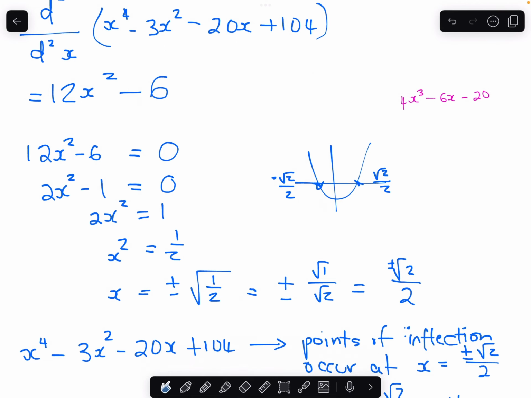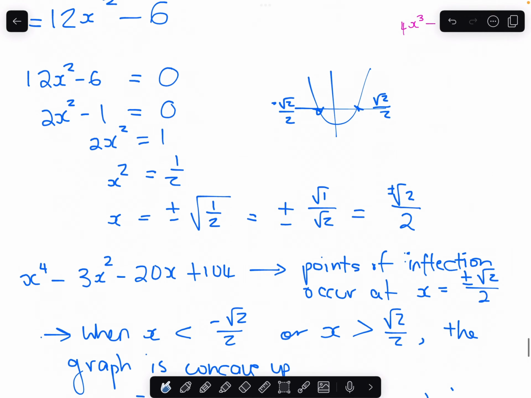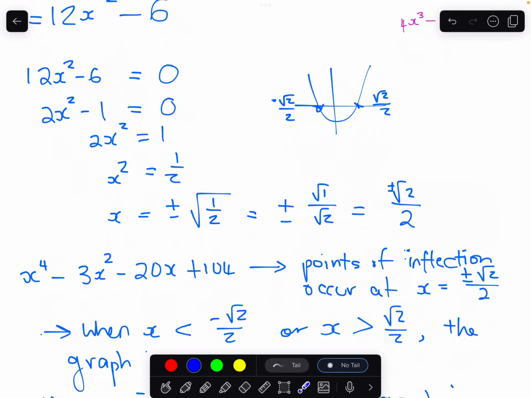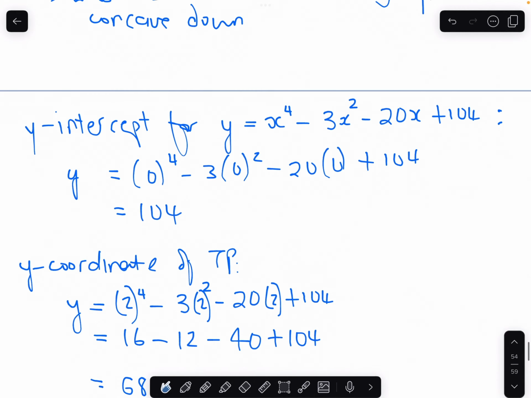And what does that tell us about this guy? So it tells us that when x is equal to these numbers, we have a point of inflection, right? So the concavity is changing. When x is smaller than this or bigger than this, then the graph is concave up because the second derivative is positive. And when x is between these two numbers, then the graph is concave down. Okay. Right, so that's what that whole spiel was about.